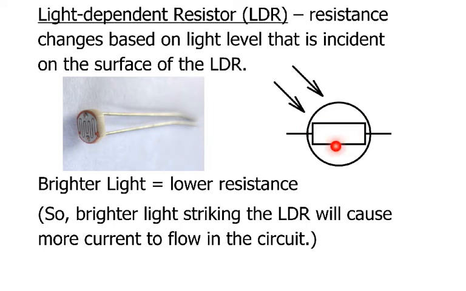So the symbol looks like this. It's just a resistor with a circle around it, and then two arrows which represent light rays. Those represent light coming in and hitting the LDR. You have to draw this whole symbol, otherwise it's not an LDR, including the arrows.